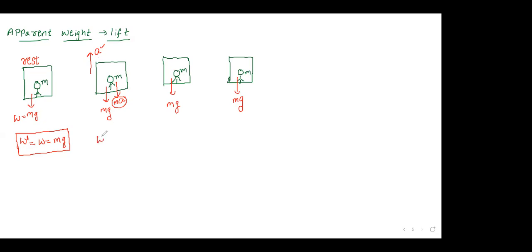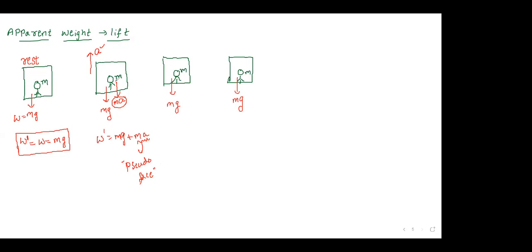So your W dash is the apparent weight, and the actual weight is mg. In addition to that, there is some extra force acting, that is MA, to balance this. Actually, this is called a pseudo force. Extra force is acting on the body to balance that. That extra force, which is not visible, is called the pseudo force. So pseudo force is just balancing that.